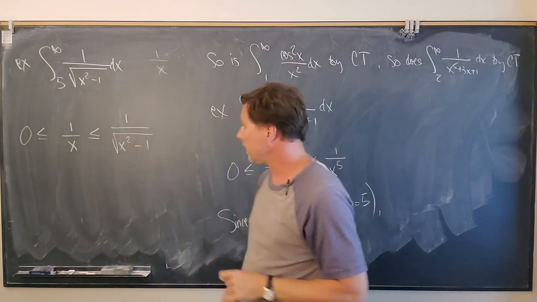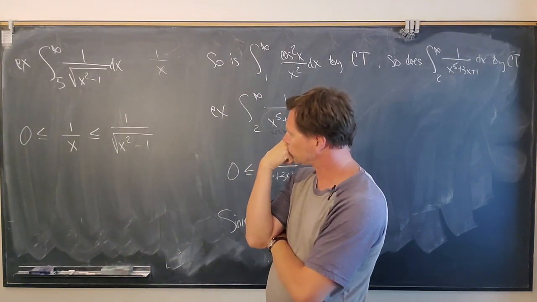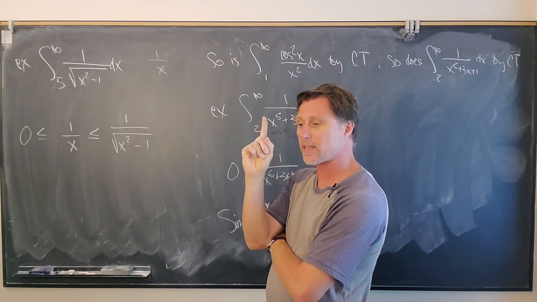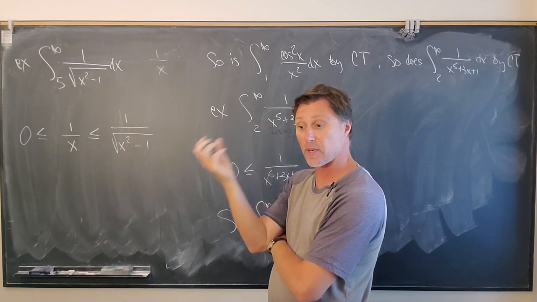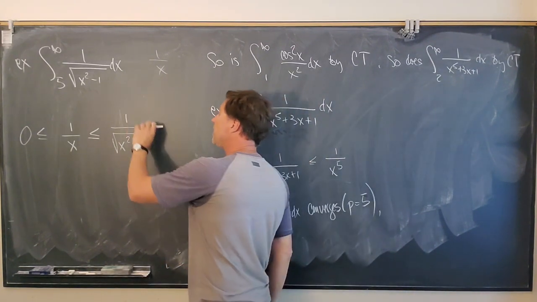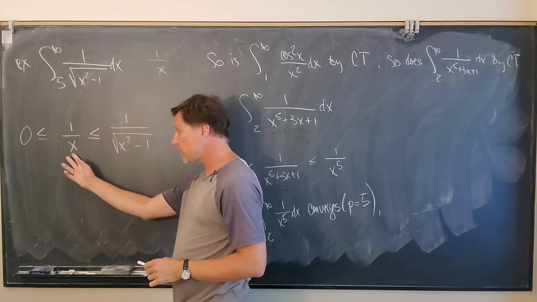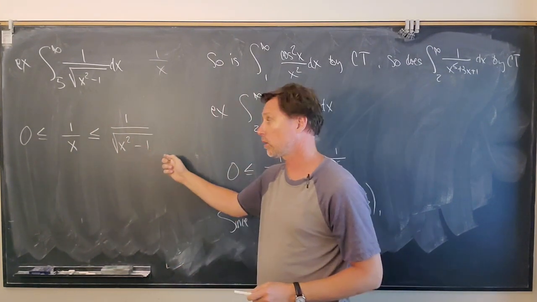Here's my inequality. Now, why is this true? If you subtract in a denominator, you make it smaller. If you make the denominator smaller, you make the overall fraction larger. So this fraction is larger than this fraction because the denominator on the right-hand side is smaller.